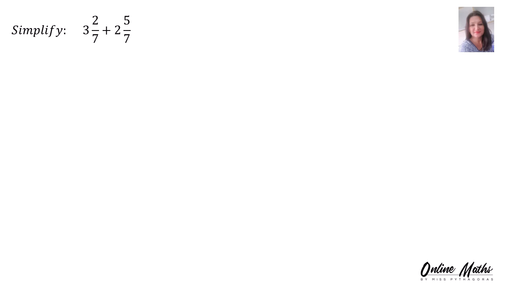Let's do this one. 3 and 2 sevenths plus 2 and 5 over 7. So remember, right at the beginning, I said when it's a mixed number, we will first turn this into improper fractions. So the first thing we will do is we will say 3 times 7 plus 2 is 23 over 7. And then this one, 2 times 7 plus 5 is 19 over 7.